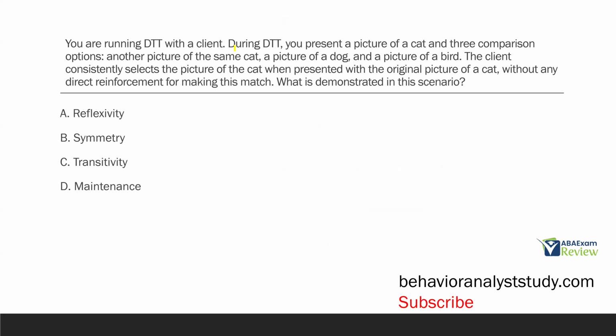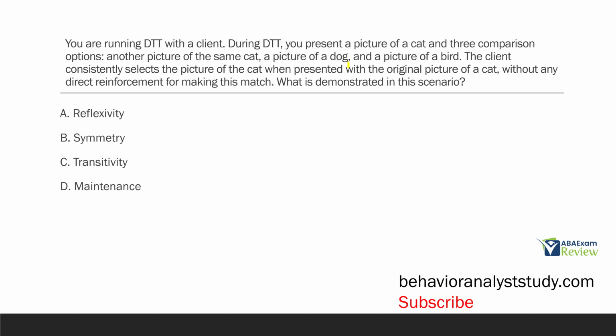You're running DTT with the client. During DTT, you present a picture of a cat and 3 comparison options: another picture of the same cat, a picture of a dog, and a picture of a bird. The client consistently selects the picture of the cat when presented with the original picture of a cat without any direct reinforcement for making this match. What is demonstrated in this scenario?